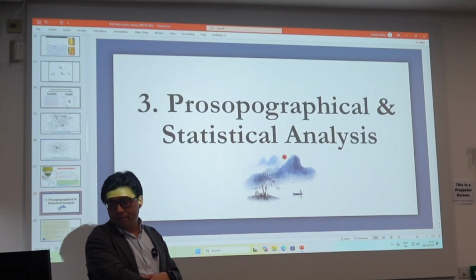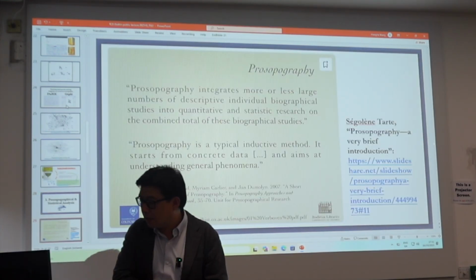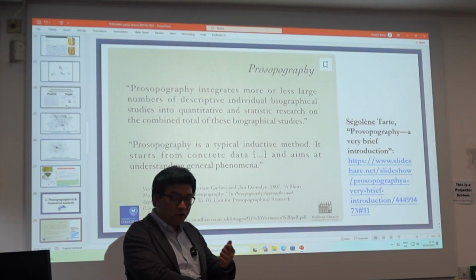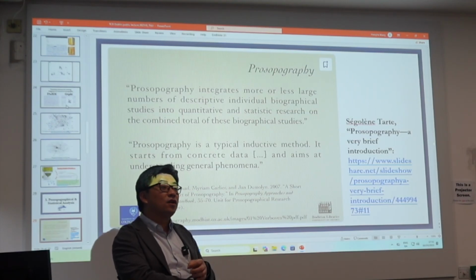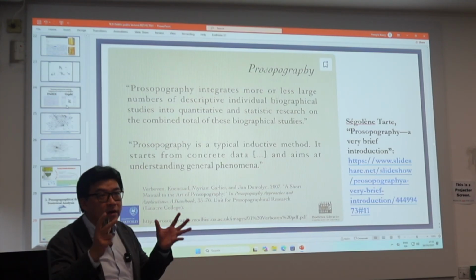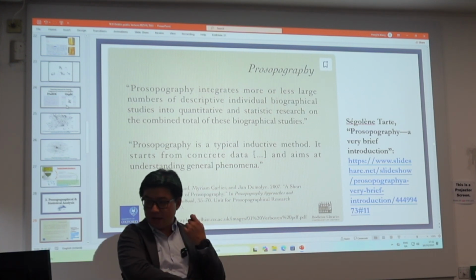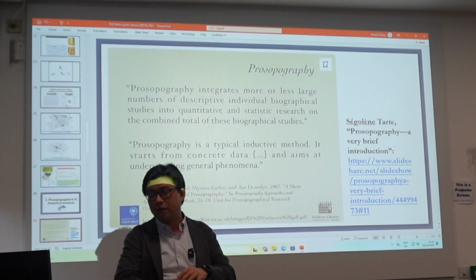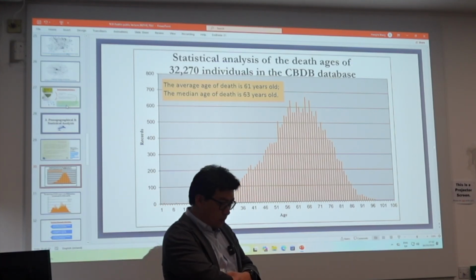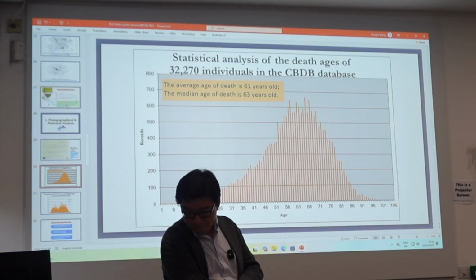The third being prosopographical and statistical analysis. This is straightforward and so rather easy to understand. For those friends here who are less familiar with prosopography, you could understand it as a sort of collective biography. So looking at a group of people and their common features, starting from the concrete data, using a sort of inductive method, looking at the characteristics of a group.